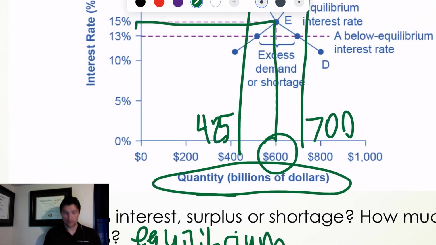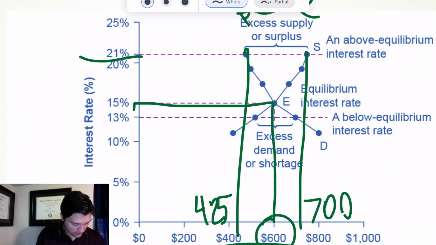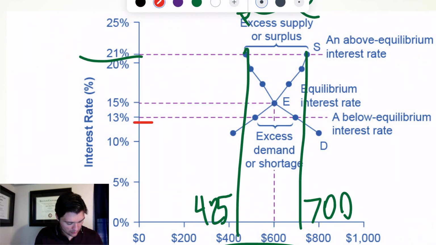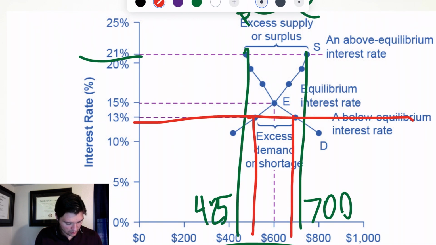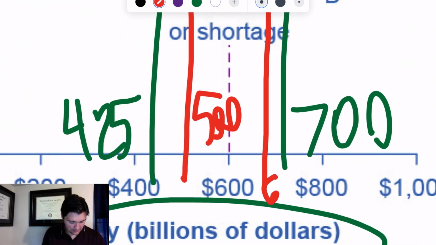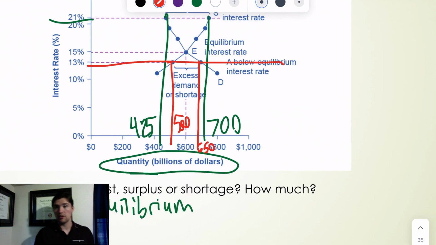And at 13%, we're now down here. So this is your quantity demanded. Here's your quantity supplied. And so what's happening here? This looks about 500, and that looks about 650. If you agree with me, that's perfectly fine. But what is the surplus or shortage? Are we having too much demand or too much supply? Right here, because it's lower, we're having more people demanding financial capital than supplying it. So we would have a shortage.